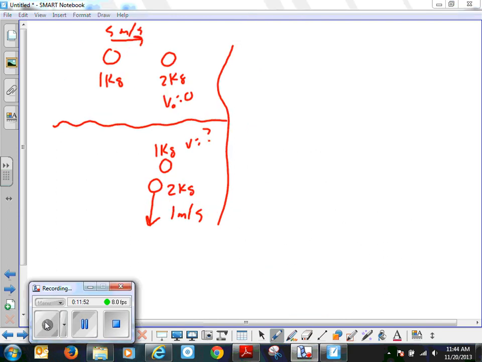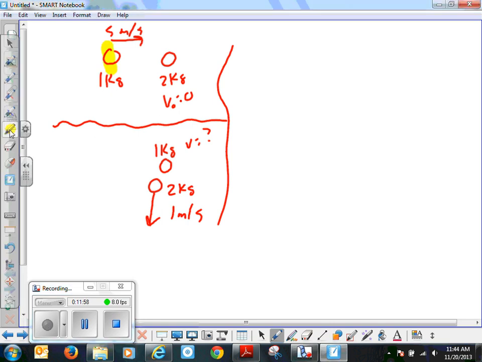Okay, so a glancing collision. So this ball is going to strike this ball. And then in the end, we have the second ball, we have a velocity. We need to figure out the velocity of the first ball.